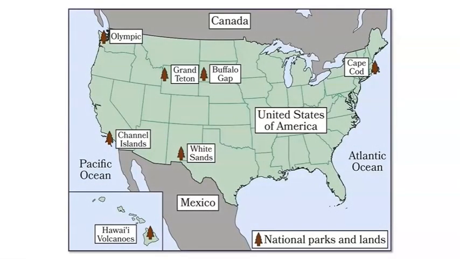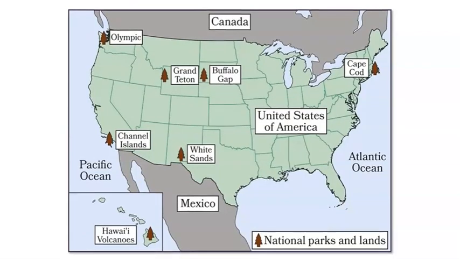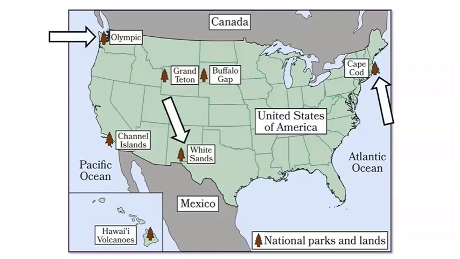Did you know that maps have a map key? The tree symbol in this map key represents national parks and lands. Can you find the tree symbol on the map? Point to the locations of the national parks and lands that we explored last time. What do you notice about the locations of the national parks and lands? I notice that they are spread out across the map.